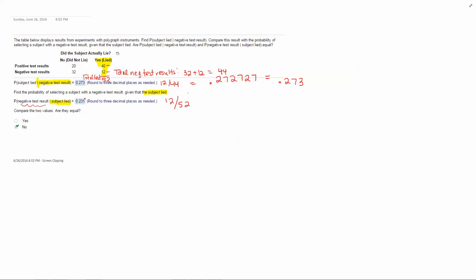So 12 divided by 52 is 0.230769, and it keeps on going there. If we round that to 3 decimal places, we get 0.231. So are these values equal? The answer would be no, they are not.